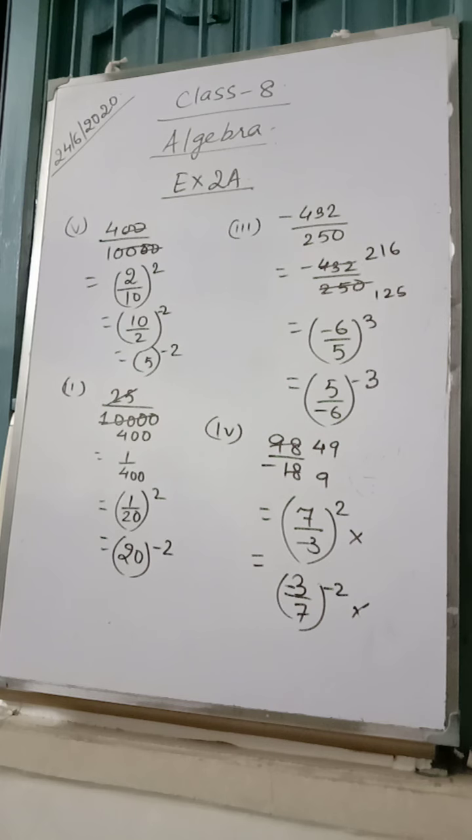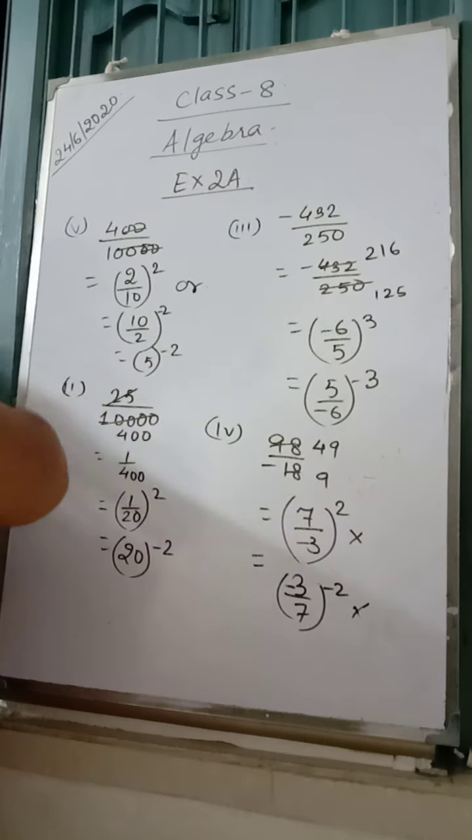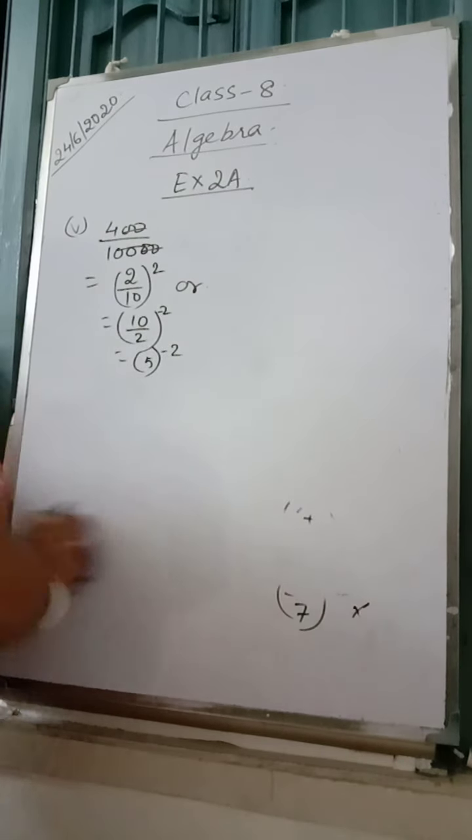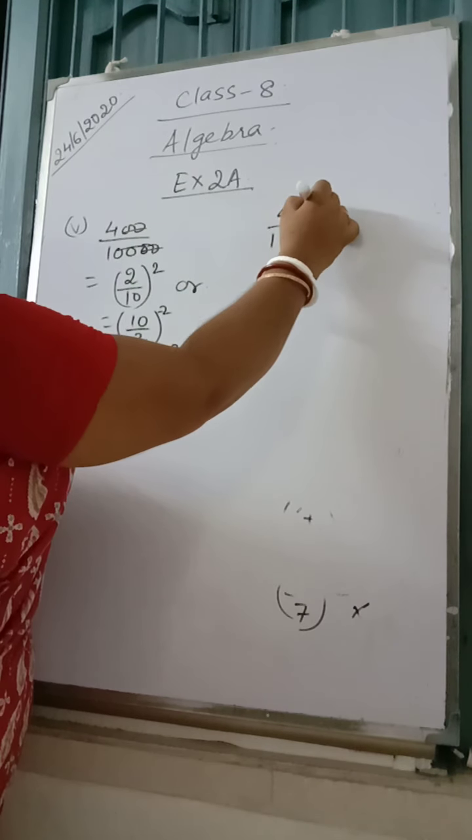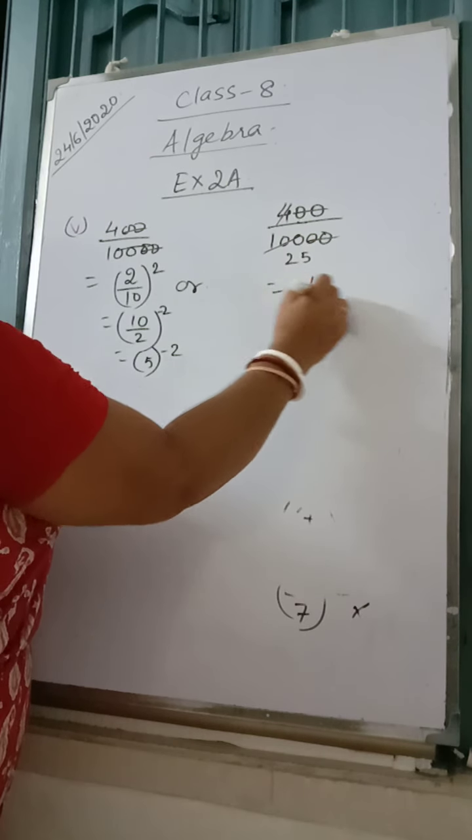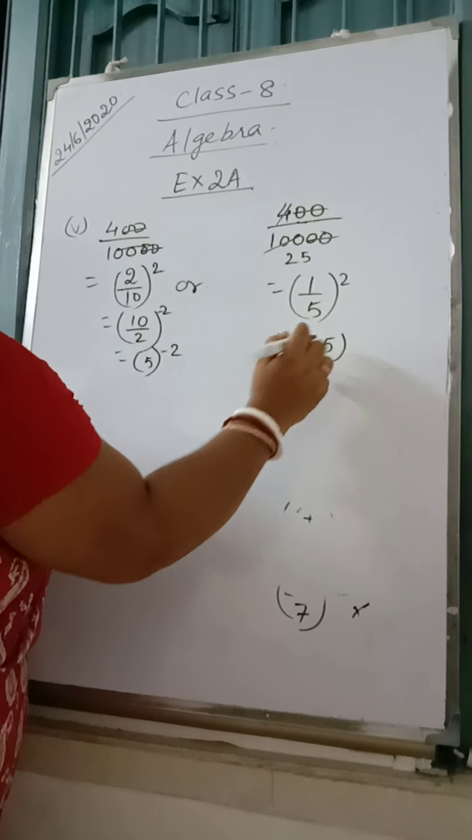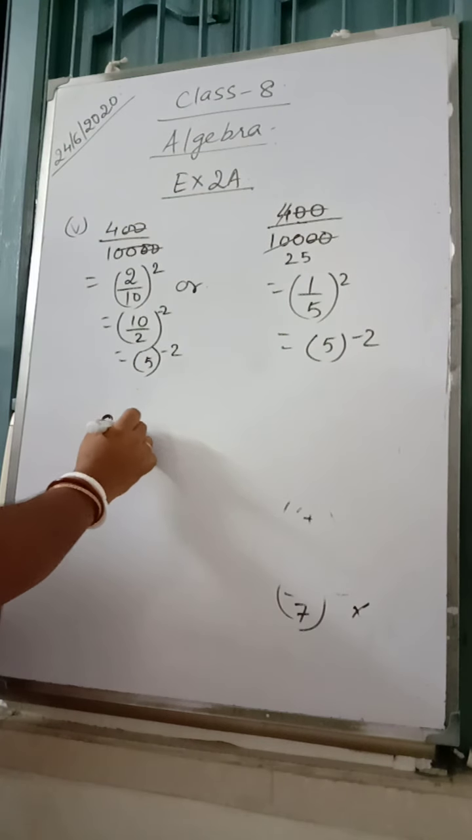Now here it says find the value if A and B's value is given. So this question number 5 you take as homework. Question 4 already we have done, or you can use this one. Here only we are reducing 400 by 10,000, reducing zeros, 4 25s are 100, it gives you 1 by 5 whole square, or 5 to the power minus 2. This is one.